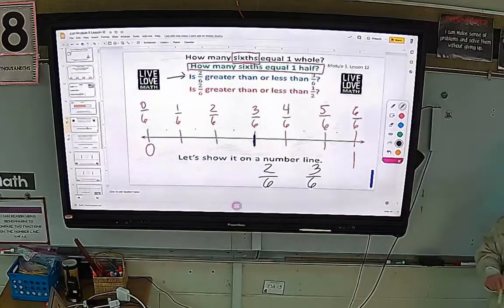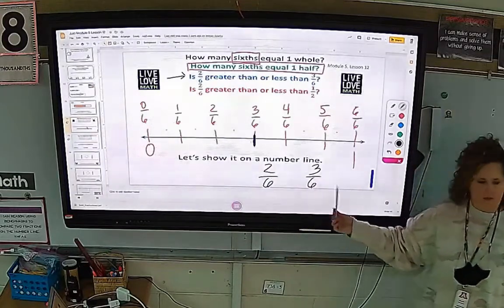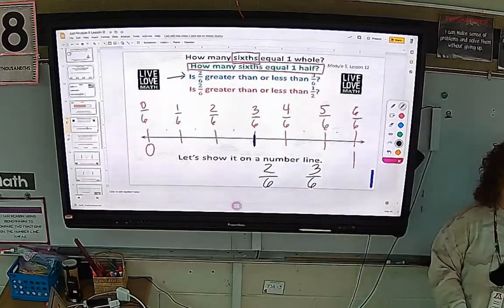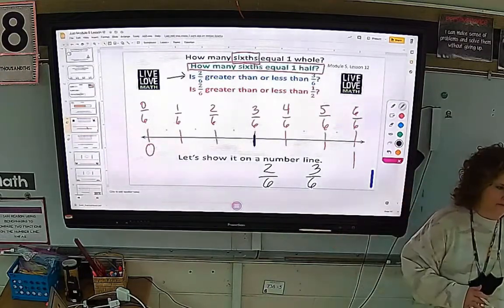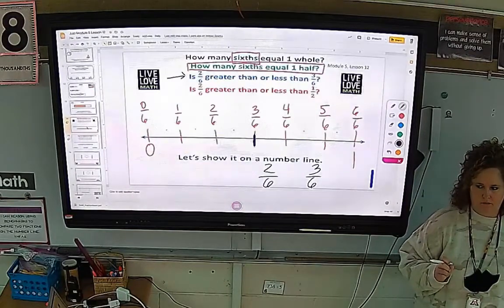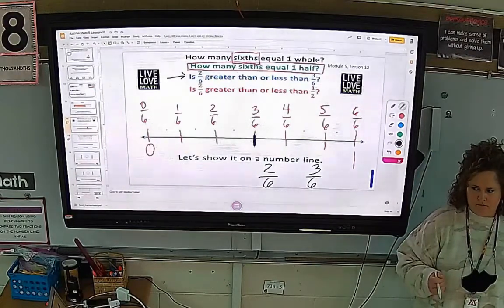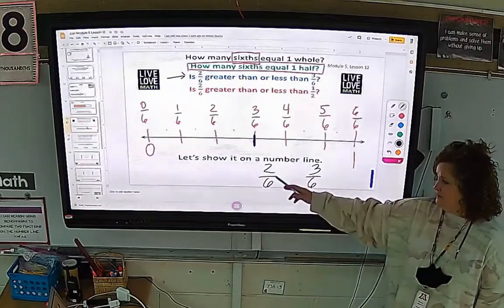Okay, Valerie, what do you think? If I have 2/6, is this bigger or smaller than 3/6? Smaller. It is smaller. Okay. Why? Because the numerator is smaller. Okay, because the numerator is smaller.